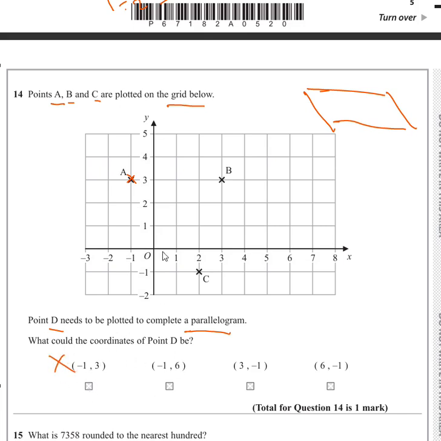This is -1, 6, so this is -1 and 6. We don't even have it. And here we have 3, -1. So first of all, remember x and y. We always go x first, then y. X is left and right, and y is up and down. We go up if it's positive, we go down if it's negative. For the x-axis, we go to the right if it's positive, we go to the left if it's negative. Now 3, -1, that means 3, -1. Here, that's not the correct answer.